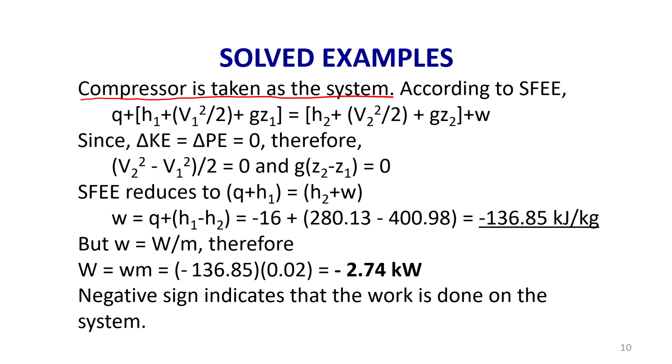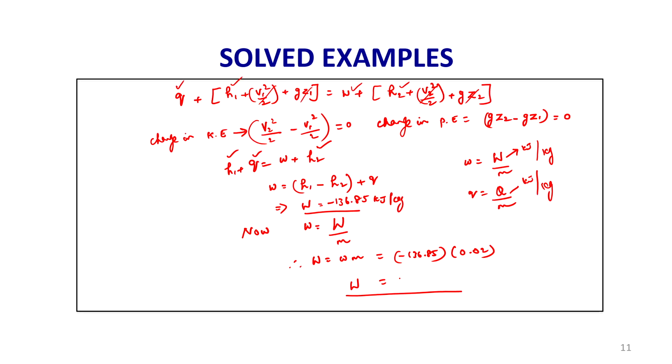So, you will get minus 2.74 kilowatt. See, this is in kilojoule per kg and this is in kilograms per second. Multiply kilojoule per kg into kilograms per second. Kilogram and kilogram will get cancelled. So, we will get kilojoules per second. Kilojoules per second is nothing but kilowatt. 1 joule per second is equal to 1 watt. Therefore, 1 kilojoule per second is equal to 1 kilowatt.